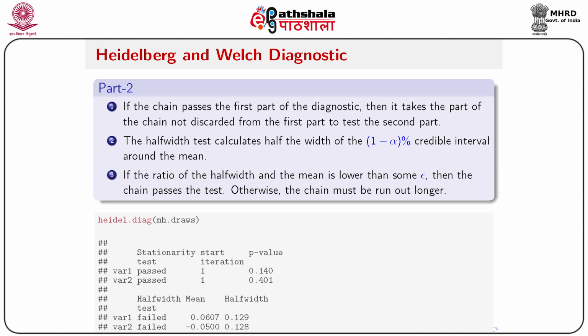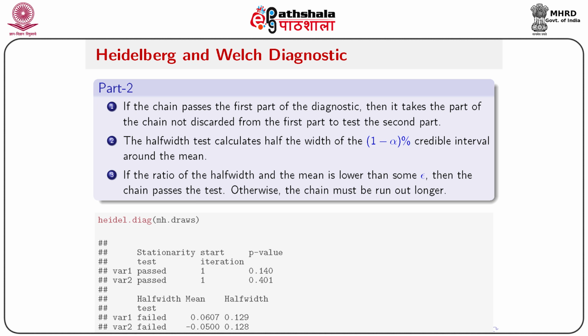The second part of the HW diagnostic applies if the chain passes the first part. It takes the part of the chain not discarded in the first part to run the second test. The half width test calculates the half width of the 1 minus alpha credible interval around the mean. If the ratio of the half width to the mean is lower than some epsilon, then the chain passes the test. Otherwise, the chain must be run longer.